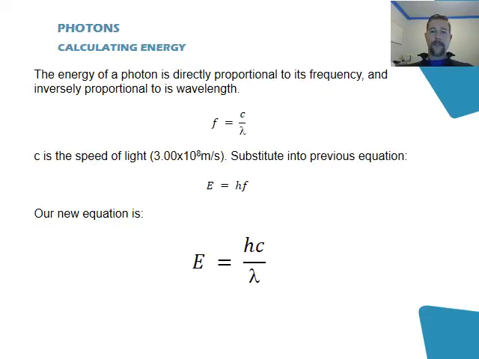So we saw in the previous equation that energy is proportional to the frequency, and we know that the frequency is the speed of light divided by the wavelength, so that's that equation there. Speed of light is 3 times 10 to the 8, and if we substitute that into our equation, we get this equation at the bottom. So we've got two ways of finding out the energy depending on what values we know of light.